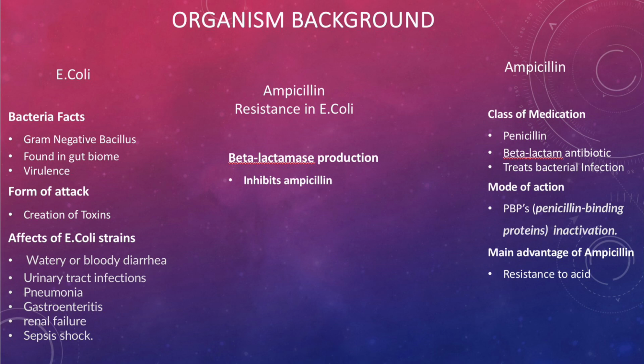Ampicillin resistance in E. coli is from beta-lactamases that are produced by E. coli. These bind to primary receptors, which then affects their function, causing cell death. This inhibition causes a resistance to the antibiotic because it inactivates ampicillin, allowing for the infection to persist.